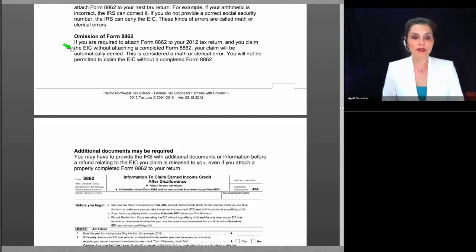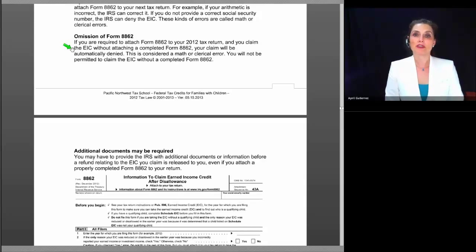Now, one of the things about 8862 is that the software in advance will not tell you that it's required. But when you file a tax return for a client who's required to attach 8862 and you file it electronically, the IRS will reject the return. So in other words, if you file a tax return electronically and that tax return has an EIC claim on it, and the IRS sees that there's an EIC claim, but their records also show that 8862 should be attached and it is not, they actually reject that tax return from eFile.